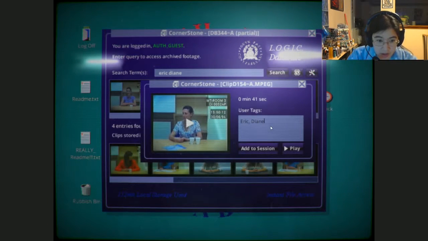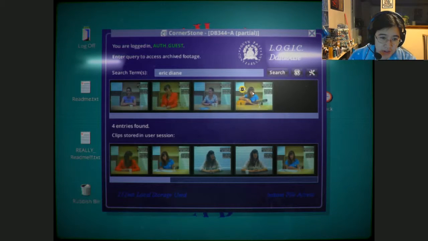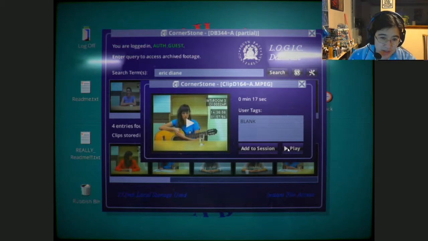Eric, Diane, and Simon all had dinner together occasionally. Alright, add that to the session. And why does she have a guitar? Was it Simon's?